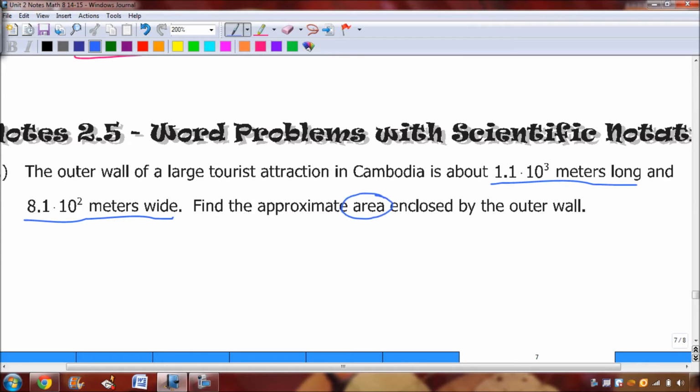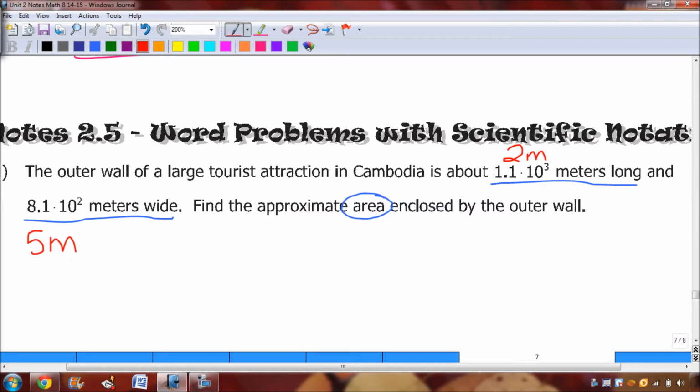Now, from now on, I want you guys to figure out how to do this by replacing these numbers with easier numbers. So every time you have a word problem, you have to figure out what the operation is going to be by replacing it with easier numbers. So let's say that instead of saying 1.1 times 10 to the 3rd meters long, we're just going to say it's 2 meters long. I'm just replacing it with totally random numbers, okay? And then let's use 5 meters wide. And I want to figure out the area.